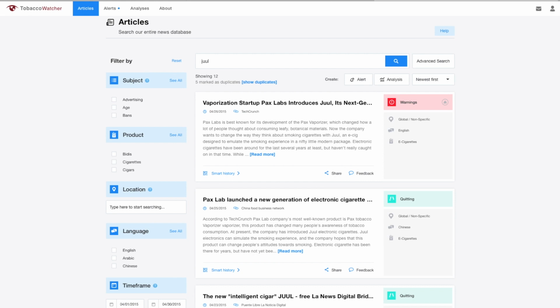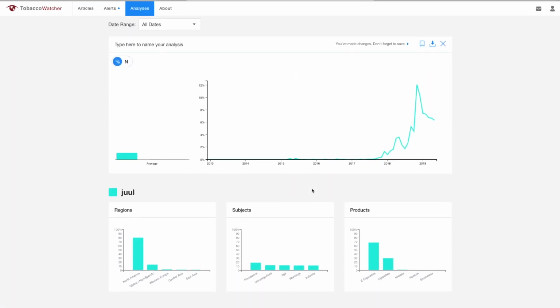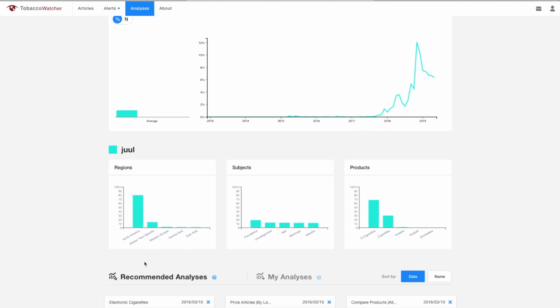Let's go back to those analyses. In addition to seeing these time trends, you can also get the context of what's happening using Tobacco Watcher's artificial intelligence. We can see that the vast majority of articles mentioning Juul are focused on North America, but we can also see some focused on Western Europe, Central Asia, East Asia.